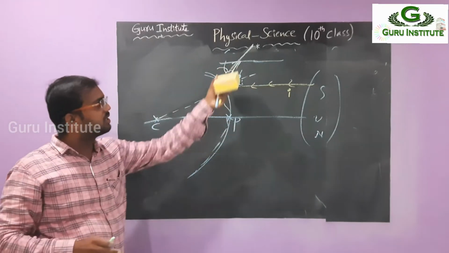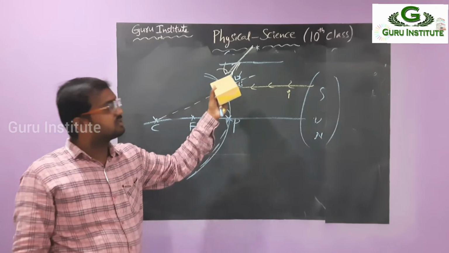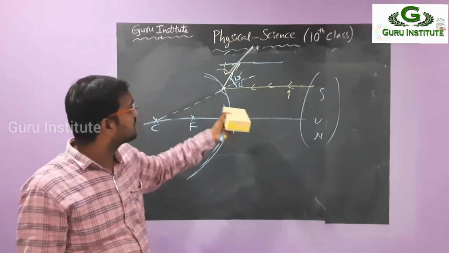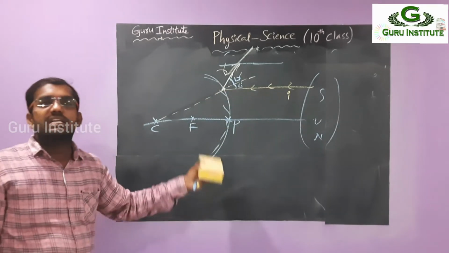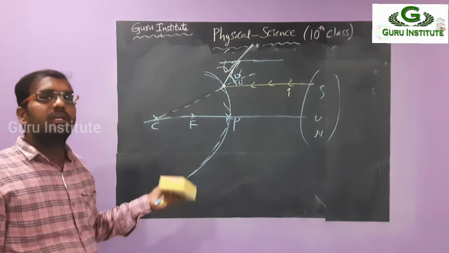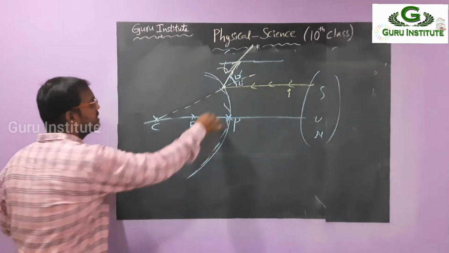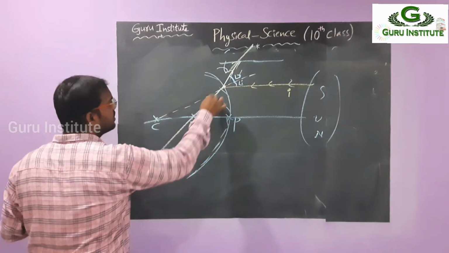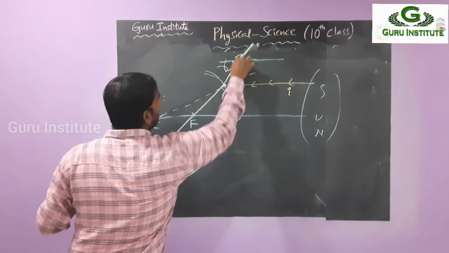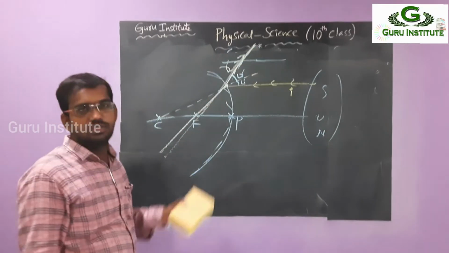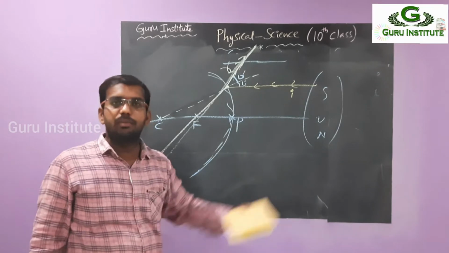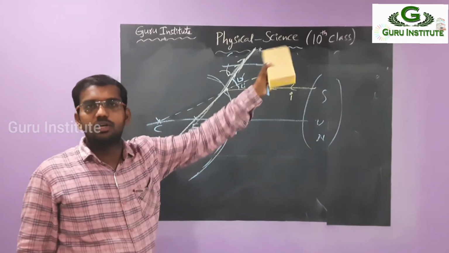What do you observe? It is not passing directly through anything. We already saw in the last classes that this is a diverging mirror. Diverging means the ray will be going back. So if you extend this one, what do you get? It is passing through the focus. So a ray parallel to the principal axis passes through the focus.